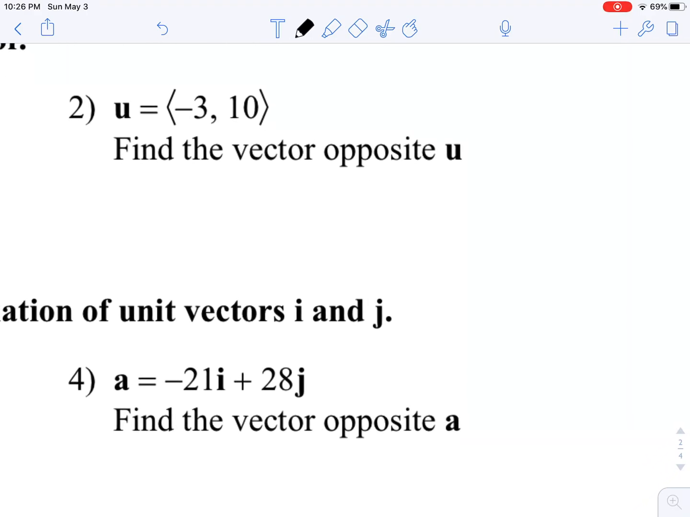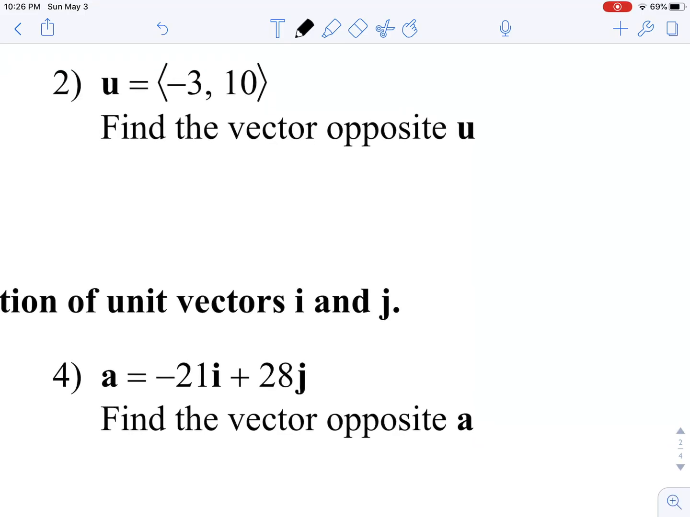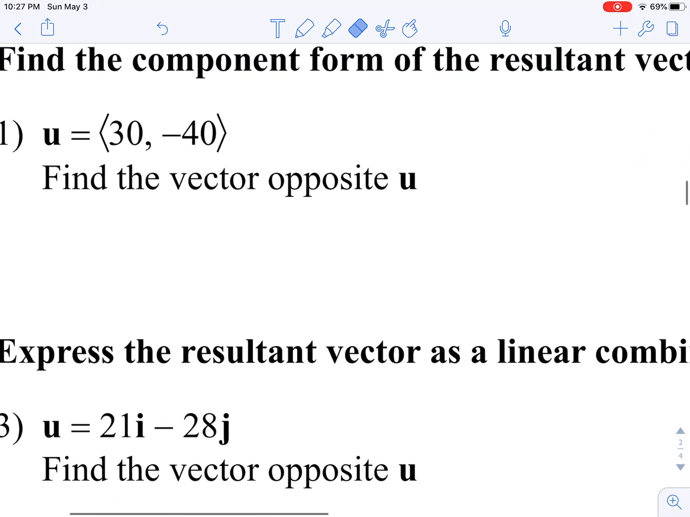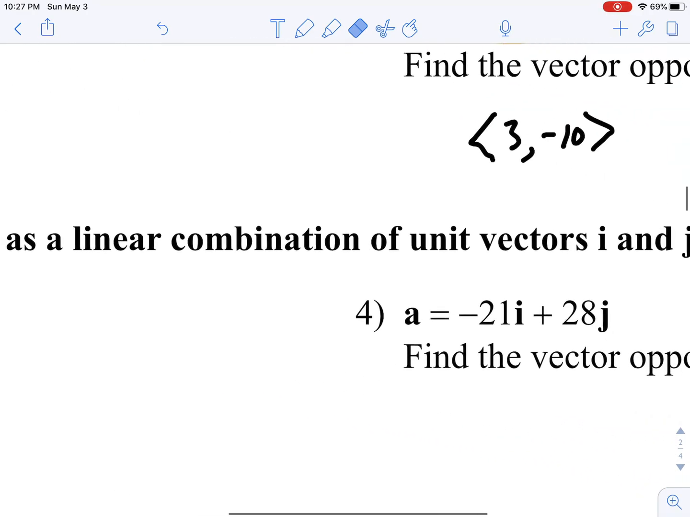So here we go. Number 2, find the vector opposite of u, and u is right here. Here's how easy this is. The vector opposite of u, which is negative 3, 10, is going to be positive 3, negative 10. And that's it. Oh no, how am I going to show my work? Well, you can say, here's my work: it's negative 1 multiplied by negative 3, 10, and then do the distributive property. Or you can just say, this problem is too easy to show work for, and I'm okay with that. So when you do number 1, you can probably just write the answer.